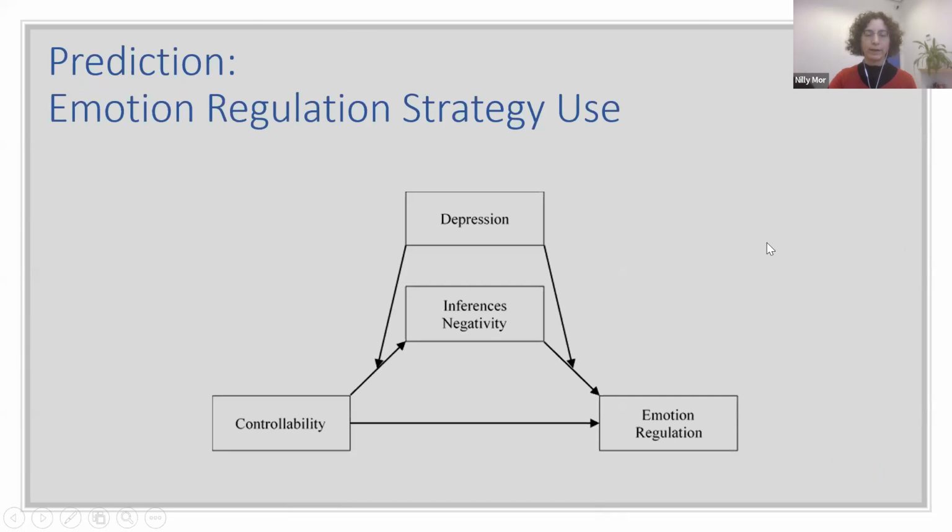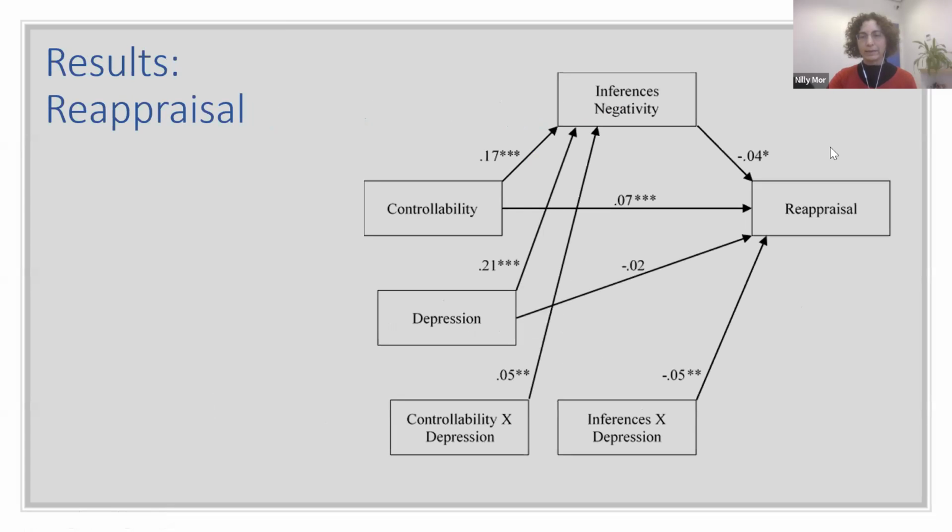Okay, and what were our predictions? So our first predictions pertain to emotion regulation, and we examined a moderated mediation model where controllability affects emotion regulation choice via negative inferences, and we predicted that this relationship would be different with varying depressive symptom levels. First, looking at participants' reappraisal, and our predictions were confirmed.